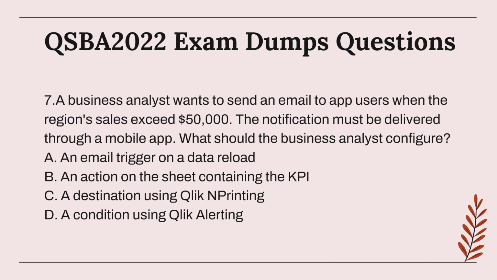7. A business analyst wants to send an email to app users when the region's sales exceed $50,000. The notification must be delivered through a mobile app. What should the business analyst configure? A. An email trigger on a data reload. B. An action on the sheet containing the KPI. C. A destination using Qlik NPrinting. D. A condition using Qlik alerting.